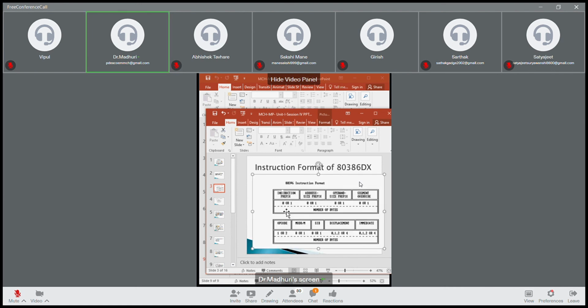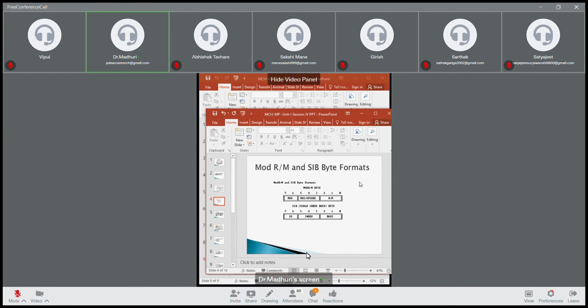Now next is the SIB. Then we'll go through the ModR/M, then you have the opcode. Just remember in this instruction format you have something like this. One minute, I will just tell you. One minute.